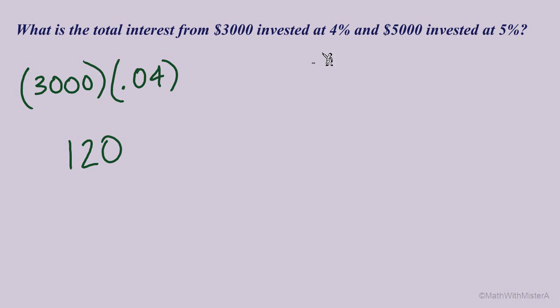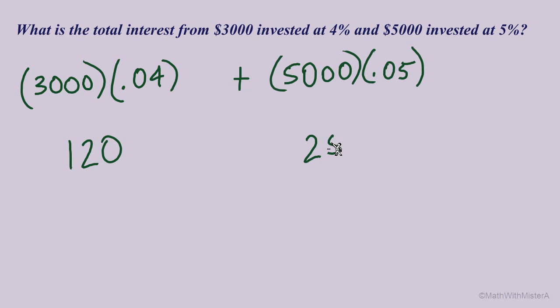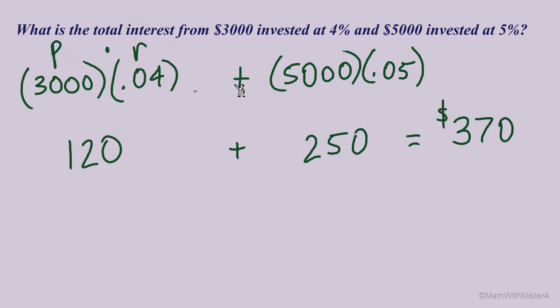Now we're finding a total interest, so let's go to the next account. It's 5,000 that's invested at 5%. And this product is 250. So we found the interest from each individual account. We'll just add them up to find the total interest. For this problem, $370. Now as we set up our problems, we're going to take this approach. Account by account, we want to identify the principal, the amount invested, and the interest rate. And that product will give us the interest.